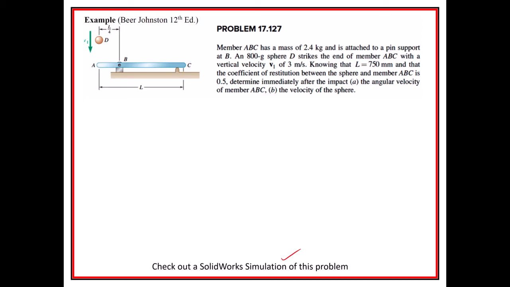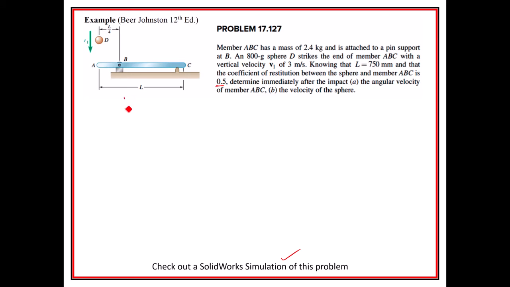All right, so this member, ABC, has mass 2.4 kilograms and is attached to this pin. And then an 800 gram, 0.8 kilogram sphere strikes the end at a speed of 3 meters per second. Knowing that L is equal to 750 millimeters, and the coefficient of restitution is 0.5, determine immediately after impact the angular velocity of member ABC and the velocity of the sphere.